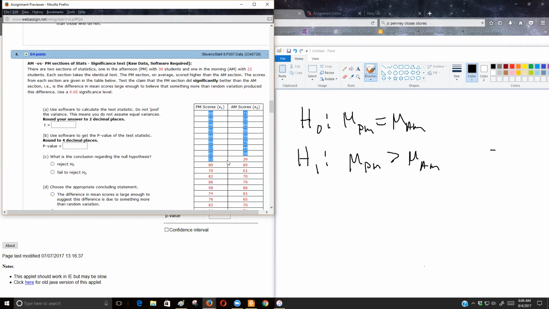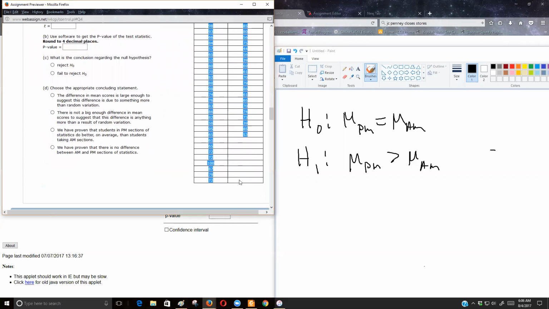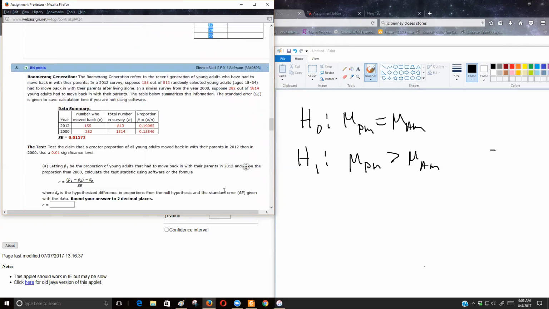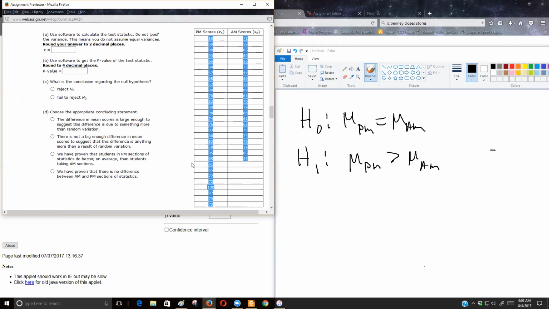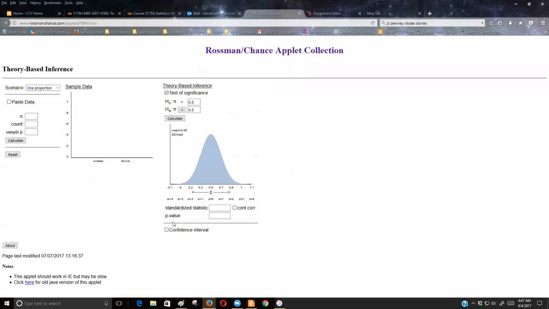But what I'm going to do is just select the data. Notice that I'm not selecting the headings. I mean, probably the headings would work, but since I'm copying and pasting it right into the applet, whoops, let's go back up there. So I've got those selected. I'm going to Control C, or Command C if you're on a Mac, and then go to your Rossman Chance applet or whatever applet you want to use. I really like this Rossman Chance applet.